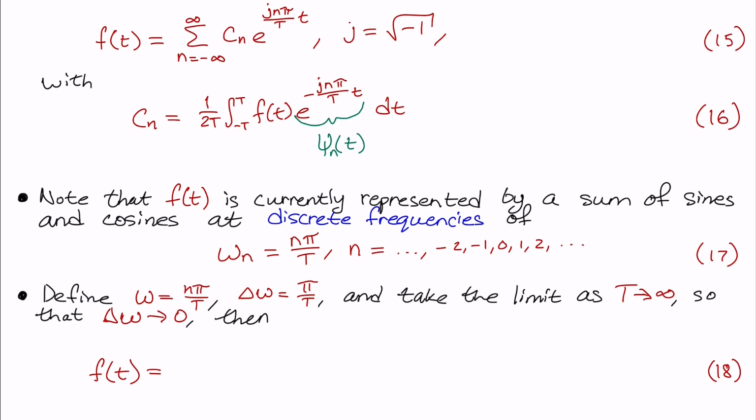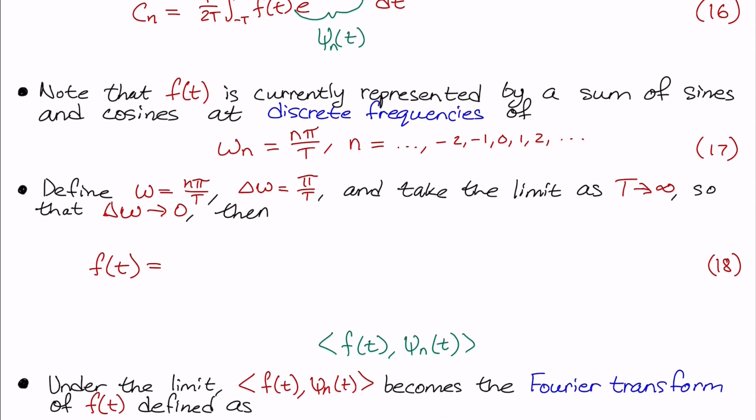Okay, so we are going to define omega to be equal to n pi over T, such that our delta omega, which is just the difference between successive values of n, is just equal to pi over big T. We're then going to take the limit as big T goes to infinity. As a result, delta omega is going to go to 0, and we'll end up with the following.